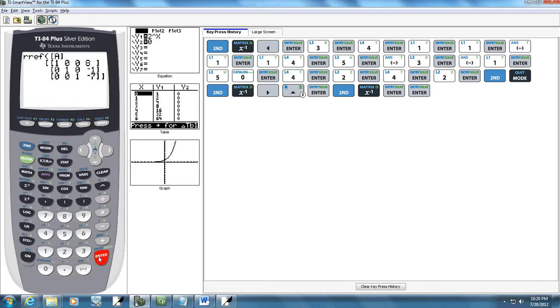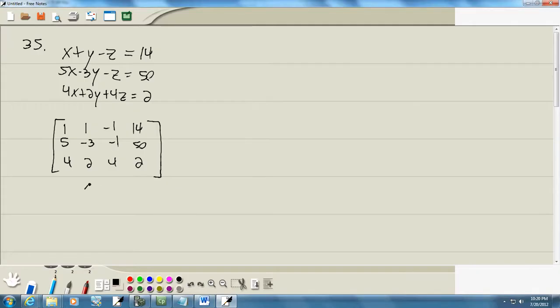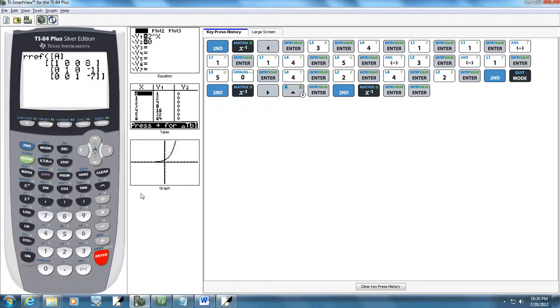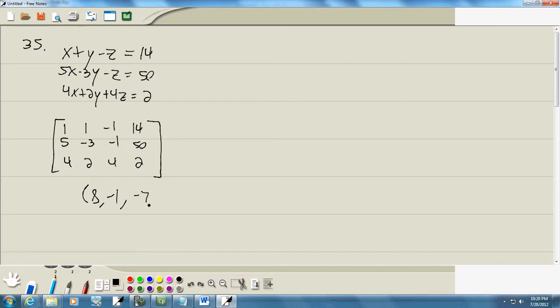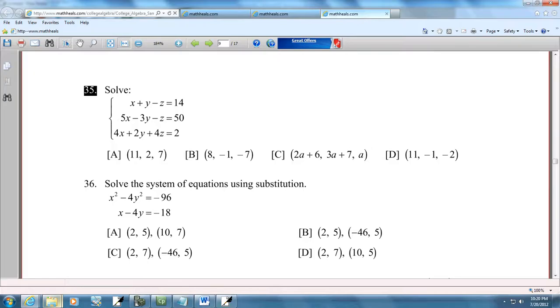Now we're dealing with 3 equations, 3 variables. So we look at the first 3 by 3 matrix, and we notice it's a diagonal of 1s, 0s everywhere else. So it means it worked. And our answer is the far right column. So our answer to this problem will be 8, negative 1, and negative 7. 8, negative 1, negative 7.